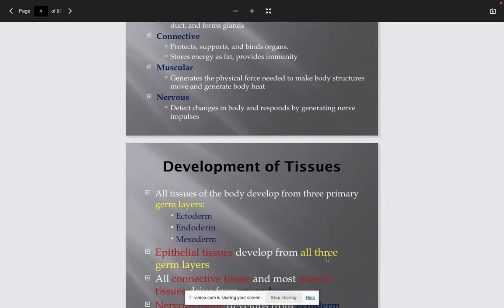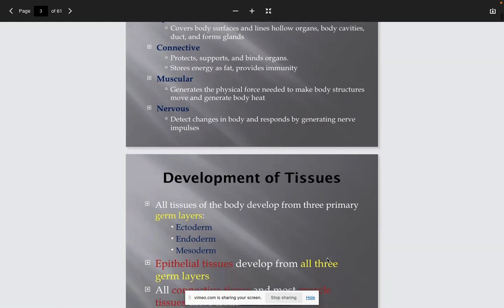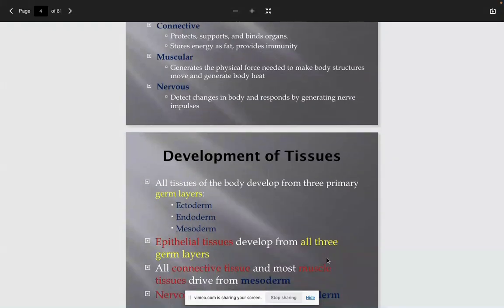Now, it's important to understand how these types of tissues develop. If you remember back to our discussion on mitosis and meiosis, you'll understand that meiosis is the generation of germ cells. These germ cells are going to form an embryo, and from there we're going to have the development of a fetus eventually. And you need to understand that these germ cells are going to provide the development of the organism themselves.